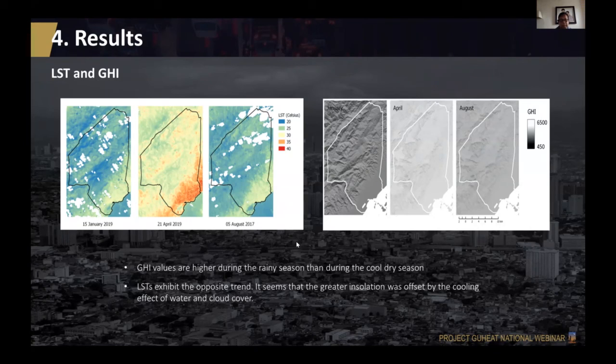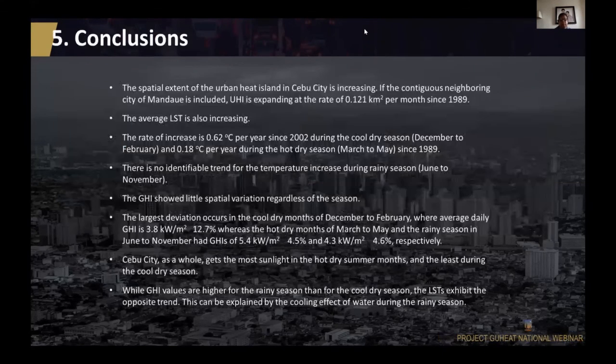and that can be explained by the presence of water during rainy days, as I have mentioned earlier. So even if there's high solar irradiance, the temperature remains relatively low. So that is all about my presentation, and I'll end my presentation with some conclusions.